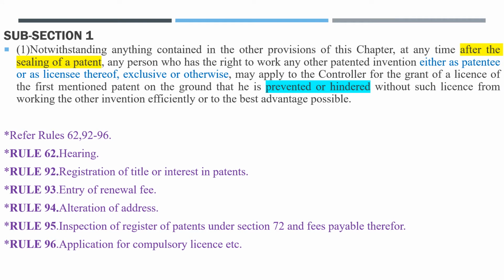Subsection 1 says: notwithstanding anything contained in the other provisions of this chapter, at any time after the sealing of a patent, any person who has the right to work any other patented invention, either as patentee or as licensee thereof, exclusive or otherwise, may apply to the controller for the grant of a license of the first mentioned patent on the ground that he is prevented or hindered without such license from working the other invention efficiently or to the best advantage possible.